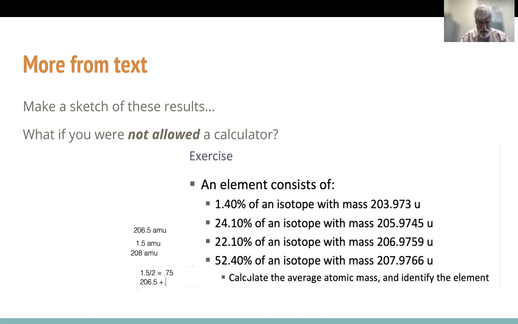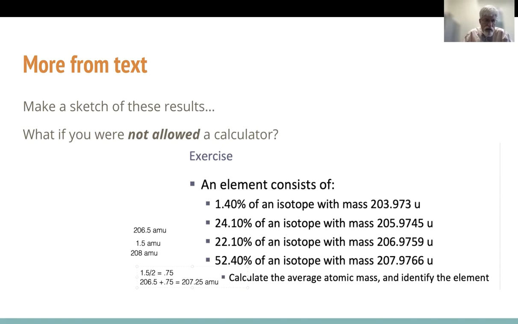206.5 plus 0.75 is equal to 207.25. That's my best guess as to the atomic weight of this particular element. If we go to the periodic table, we might find that there is an element that matches that. But notice that I did this in my head. And you might be asked to do this without a calculator on a certain section in the AP exam.